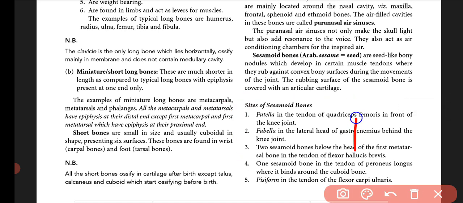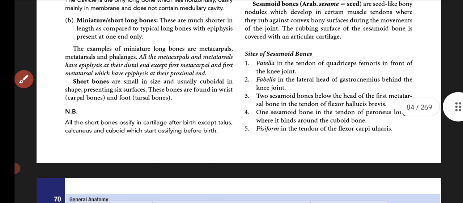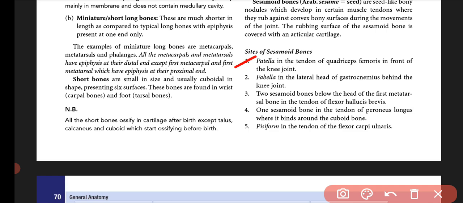Thus, the main types of sesamoid bones are these. Number one is the patella, in the tendon of the quadriceps femoris in front of the knee joint. The patella is the sesamoid bone where the quadriceps femoris tendon rubs against it in front of the knee joint. Number two is the fabella, in the lateral head of the gastrocnemius behind the knee joint.